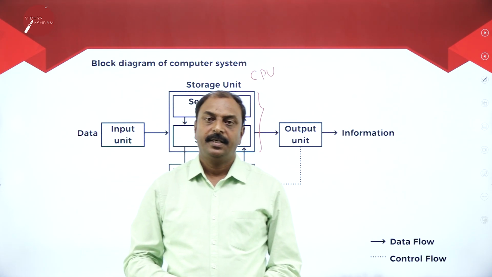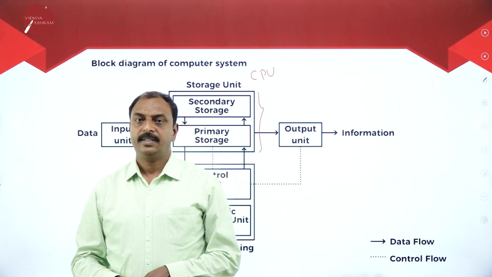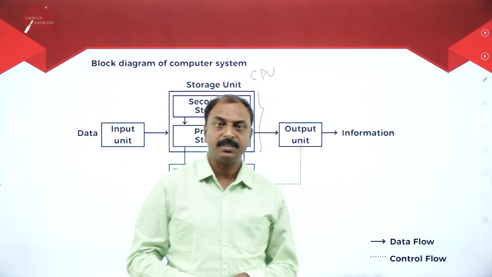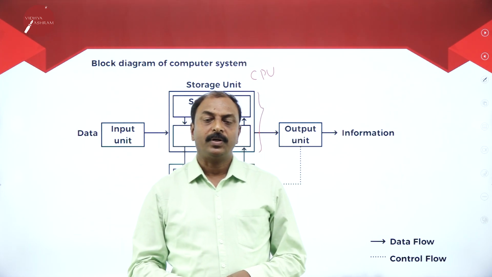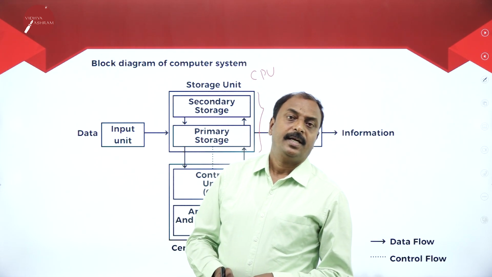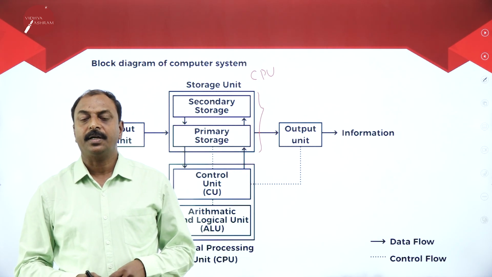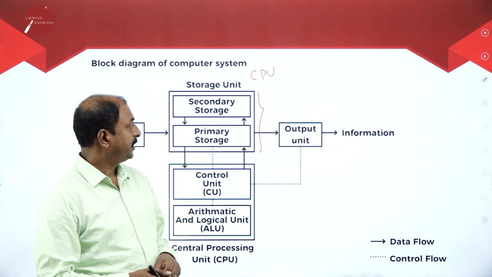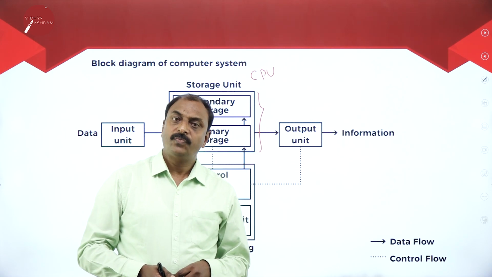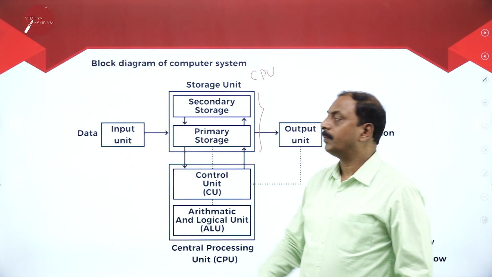Students, in our first session, we have learned the basic definition of a computer system, the characteristics of computer systems, the data or information processing cycle, and then how a computer works through the block diagram of a computer system.